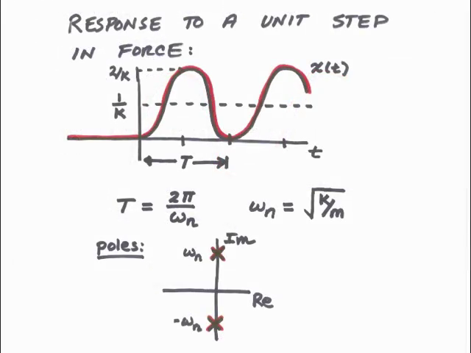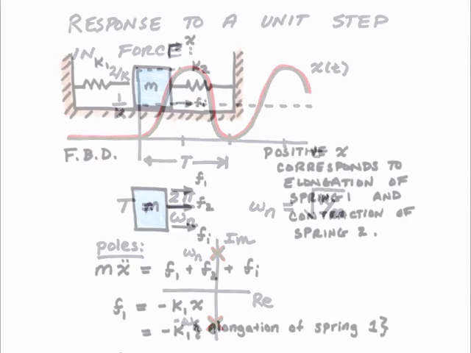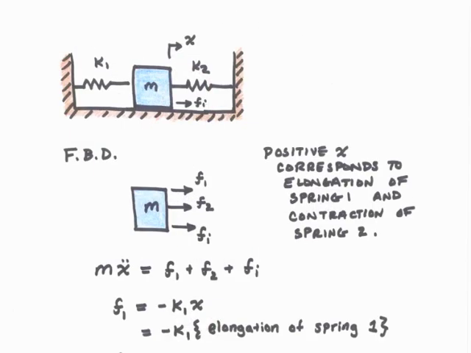The frequency of oscillation in the cosine wave is omega n equals square root of k over m, and this is the value on the imaginary axis of our two complex conjugate poles. The period of oscillation is 2 pi over this natural frequency, omega n. So you see the response to the unit step for this system is directly related to the pole location.